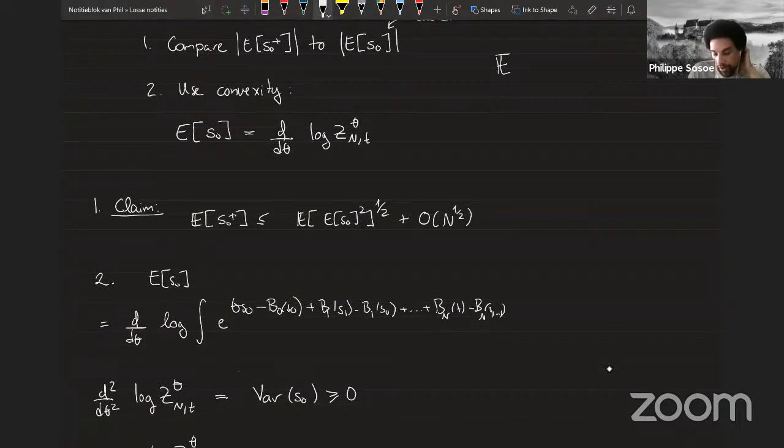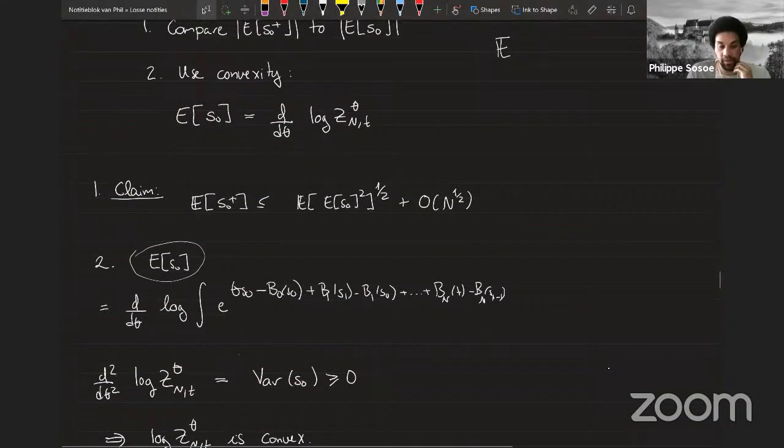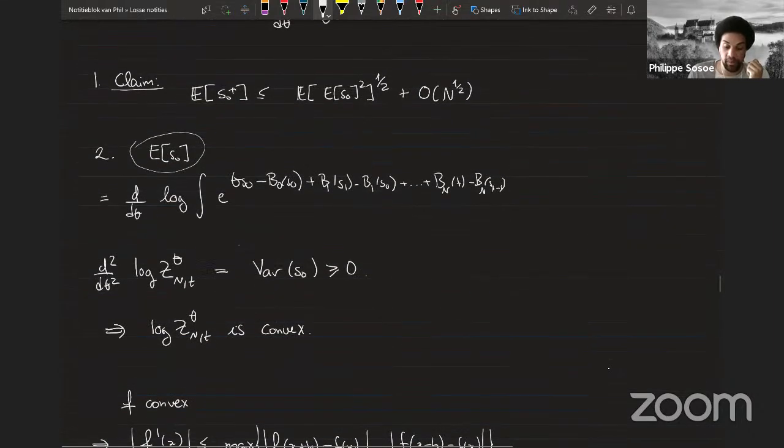If we look at the log of the partition function and we differentiate it in theta, then by the same computation that we discussed just a moment ago, this is going to be equal to the quenched expectation of S0. So the quenched expectation of S0 is given by the derivative of the log partition function. If we take a second derivative, then we get the variance. This is generally true. When you take a second derivative with respect to theta, we're going to get the variance of S0. And in this way, also very classical for statistical mechanics, since the second derivative is non-negative, the partition function is convex.